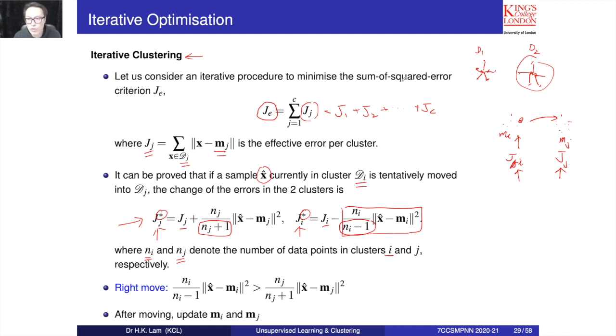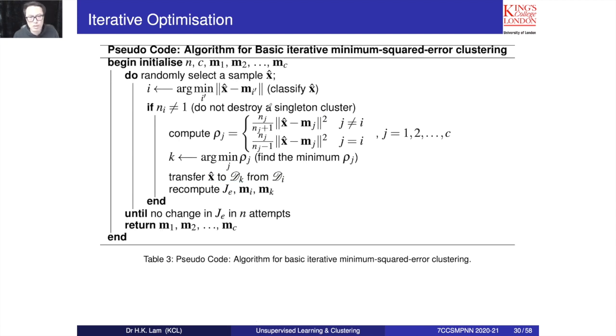That means after we move this point from i to j, the Je should be reduced. So the right move, according to this condition, is when this value is larger than this value. It indicates that after moving the sample from i to j, Je is reduced. Okay, this is the pseudocode.